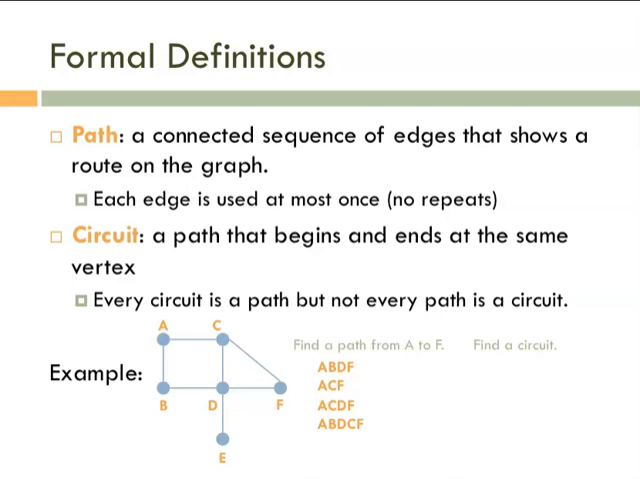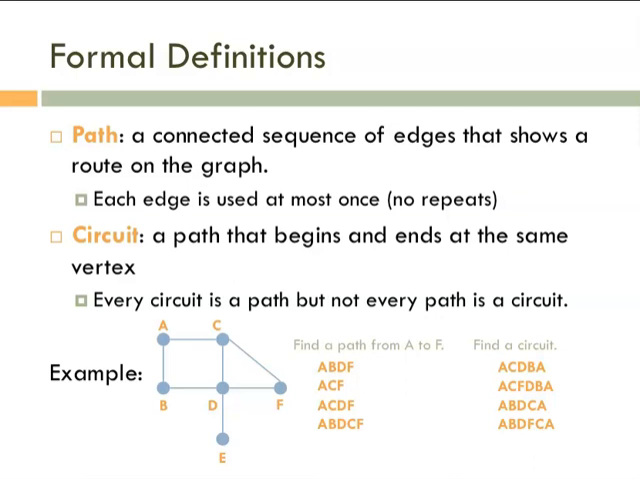Now, what if we were asked to find a circuit? Let's say the circuit starts and ends at A. So one example could be A, C, D, B, A. Okay. You could go through F as well. A, C, F, D, B, A. That works. A, B, D, C, A. So going the other way. Or A, B, D, F, C, A. Those all work. So those are all examples of circuits, where you don't use an edge more than once, and you start and end at the same point.